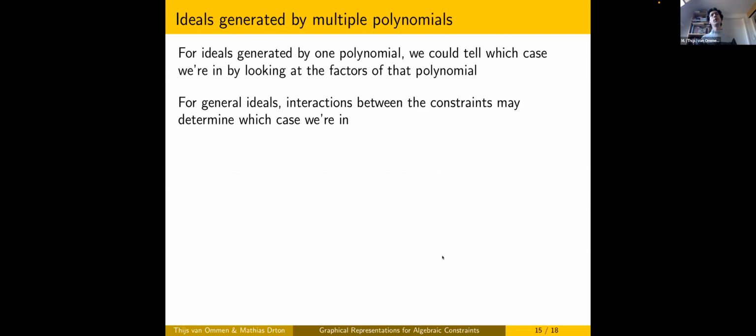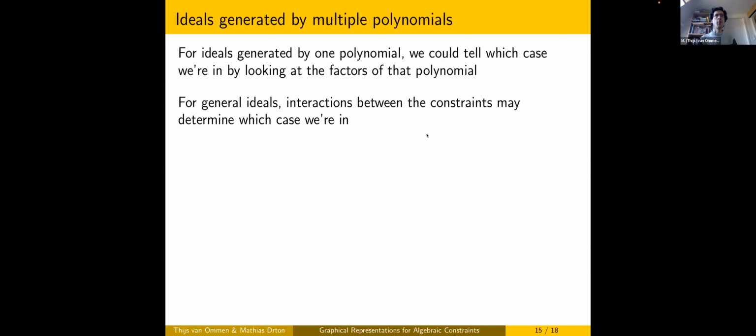Okay, so in the previous slides, I used for intuition the case that the ideal contains only one polynomial. But if there are more polynomials, then things get more complicated. Then it's no longer possible to factor those polynomials, and from those factorizations decide what kind of ideal we're dealing with. But this may also be determined by certain interactions between the different constraints.